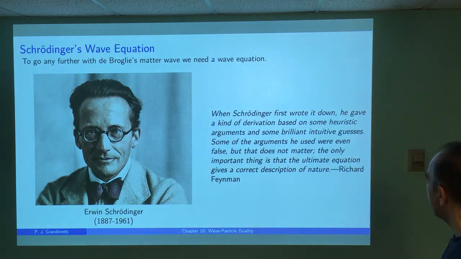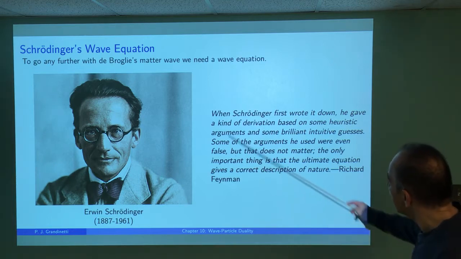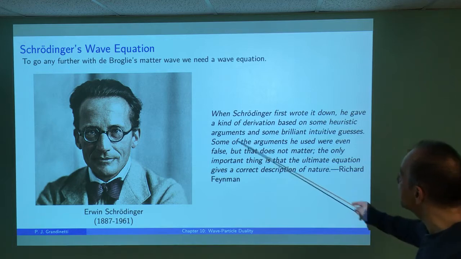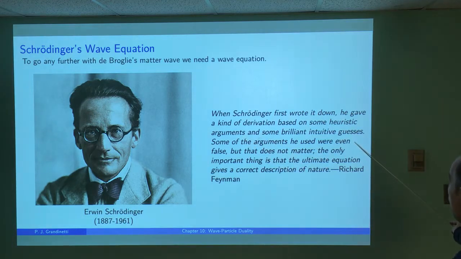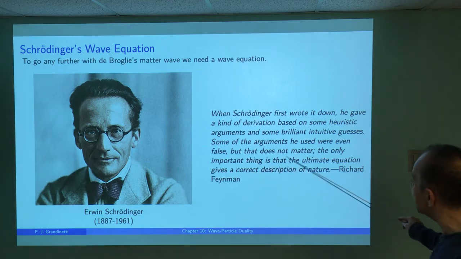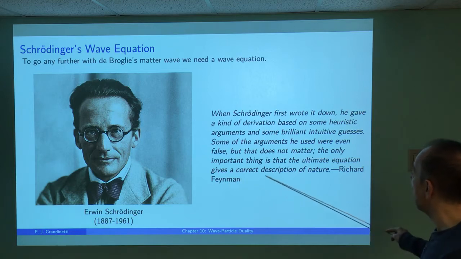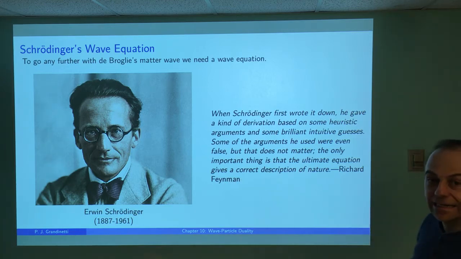And I like this quote by Richard Feynman, who says, when Schrodinger first wrote it down, he gave a kind of derivation based on some heuristic arguments and some brilliant intuitive guesses. Some of the arguments he used were even false, but that doesn't matter. The only important thing is that the ultimate equation gives a correct description of nature, and indeed it does.